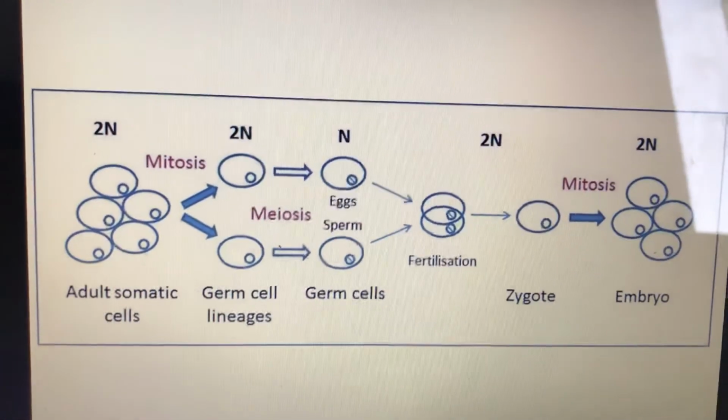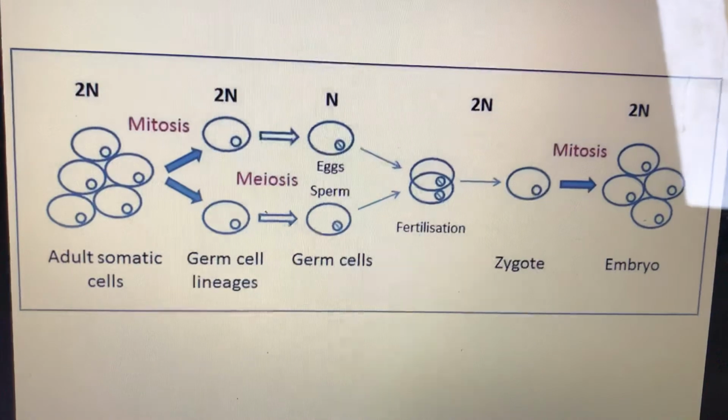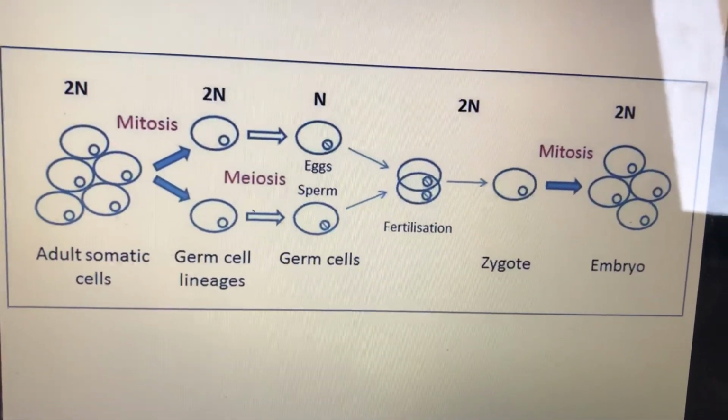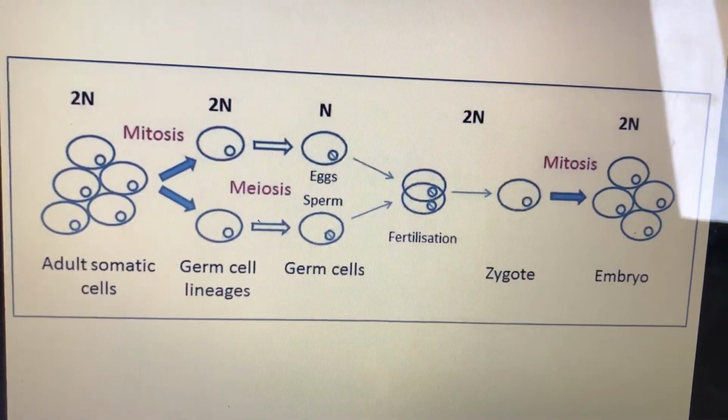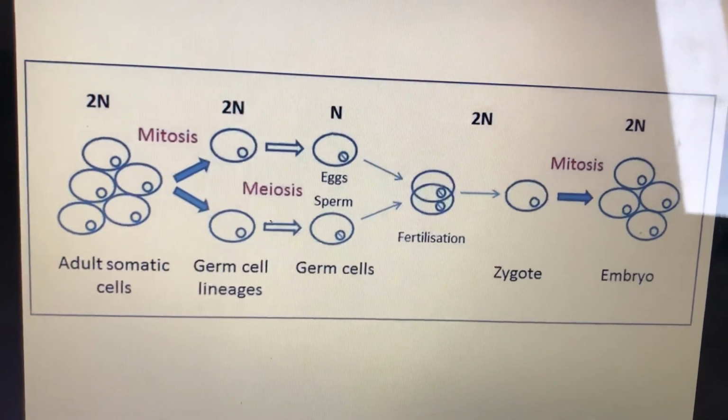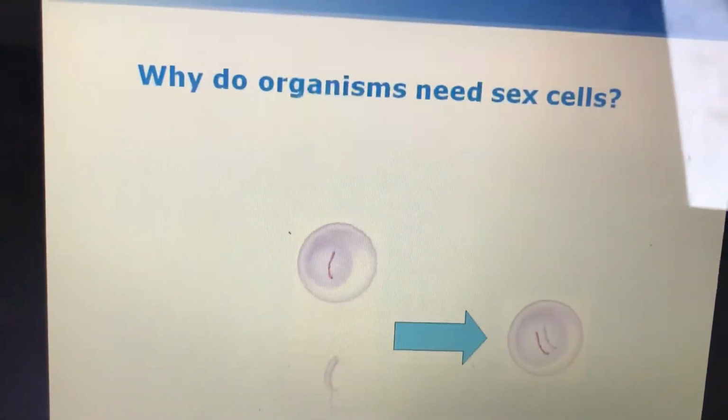So until now, you have to understand that meiosis occurs in reproductive organs only, to produce gametes or sex cells that contain half the amount of chromosomes. It means 23 chromosomes, not 46.